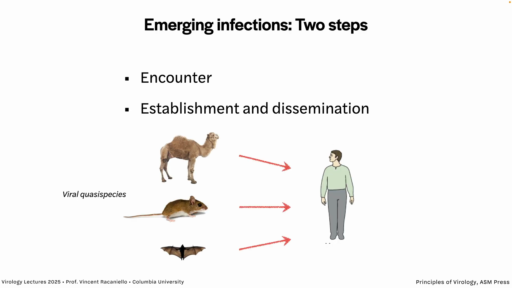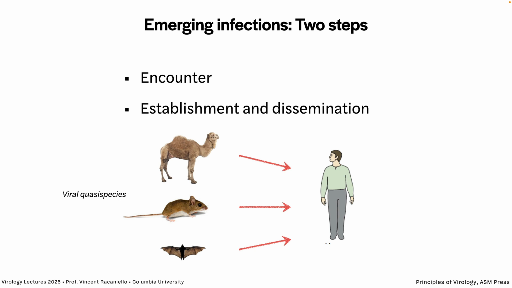Now, how do emerging infections occur? There are two steps. Encounter, right? We have some animal, a bat, with lots of quasi-species of different viruses. Nothing will happen unless the bat encounters another animal, and we're talking about humans here, so the bat would have to encounter a human. Actually, the bat could encounter another animal, which then would encounter humans, as we'll see happened before.